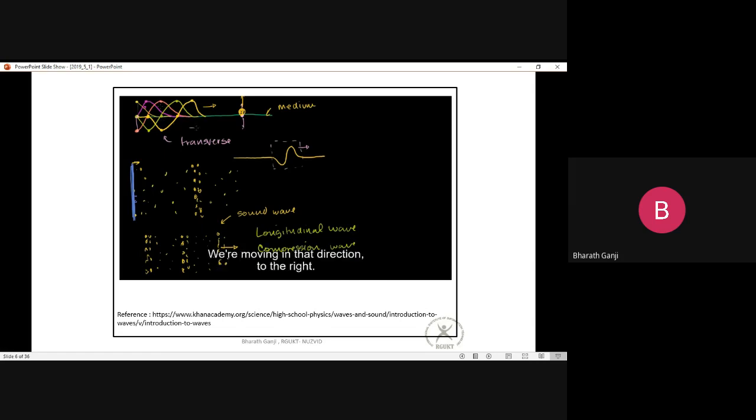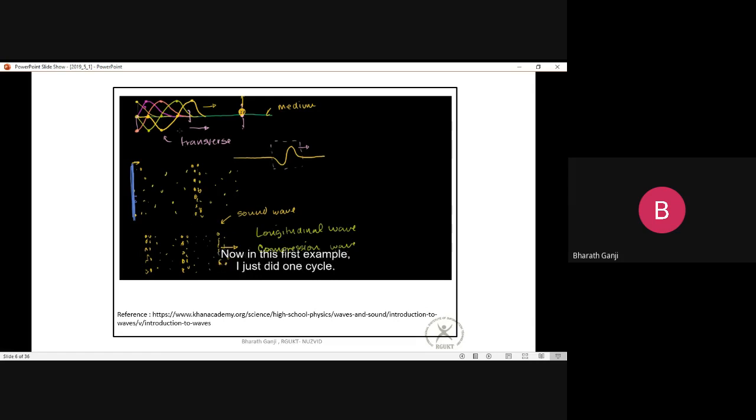Our wave is moving to the right, but the actual medium is moving up and down. That's why this is called transverse, while here the medium is moving left and right while the wave moves to the right. So it's along the same axis. So we're dealing with compressional or longitudinal.